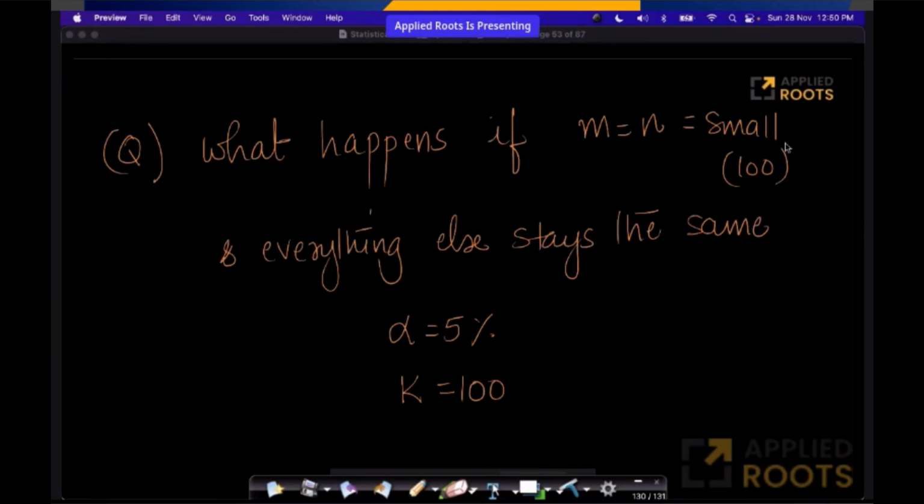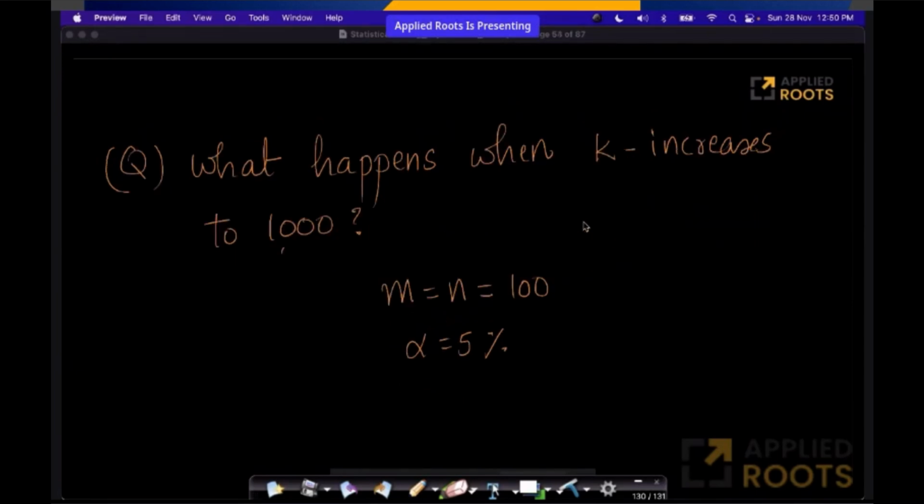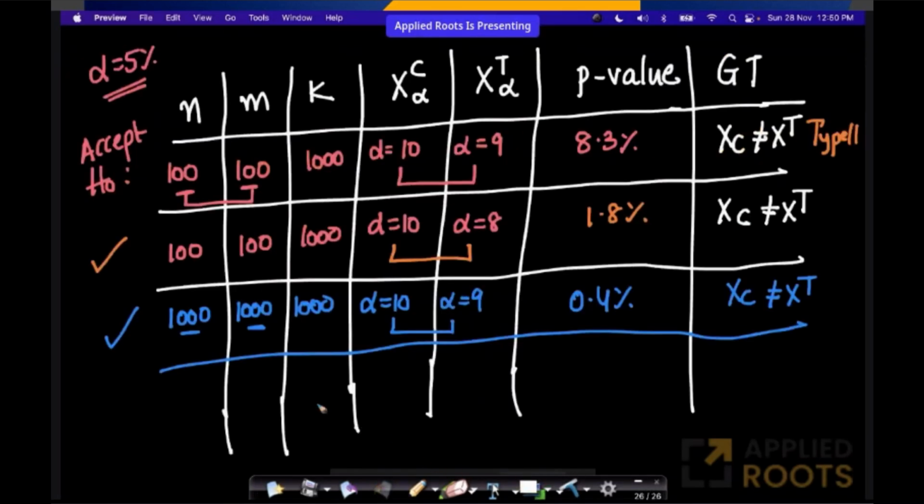Okay, so what happens if m is small, n is small, right? So we have discussed this. What happens if I change k now? Let's play with k, right? Just because I can keep increasing k. So let's do another example. Imagine if I have small samples, my k instead of 1000 is, let's say, 10,000, and my distributions are quite close. What happens now? Again, here also xc is not equal to xt.